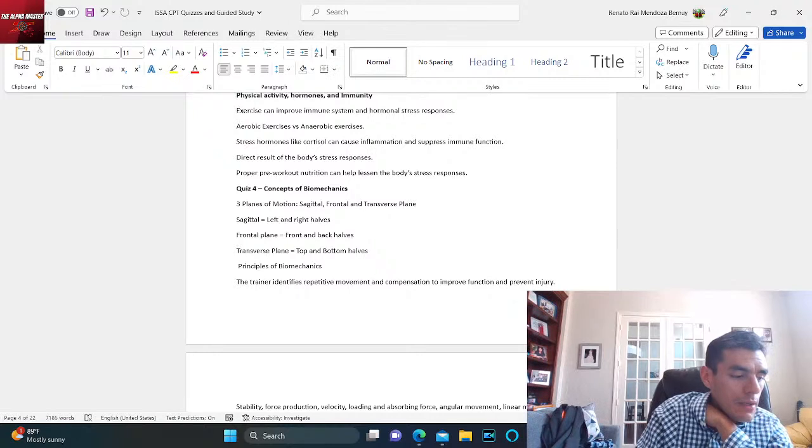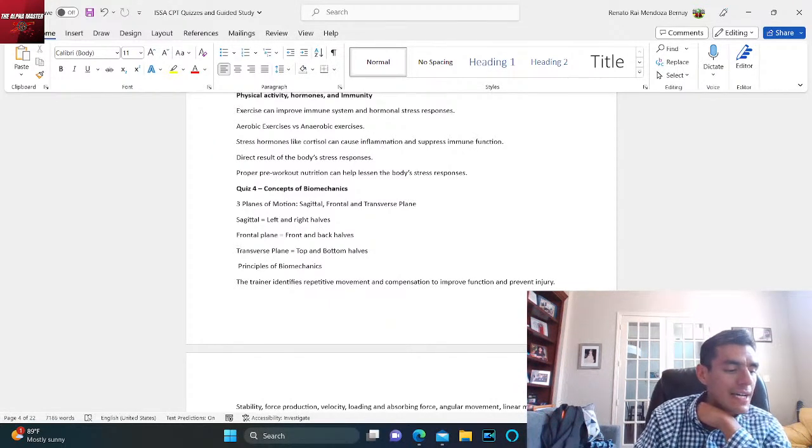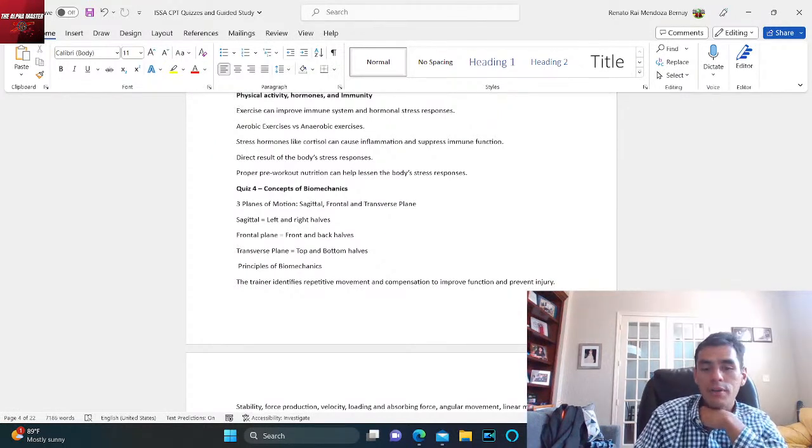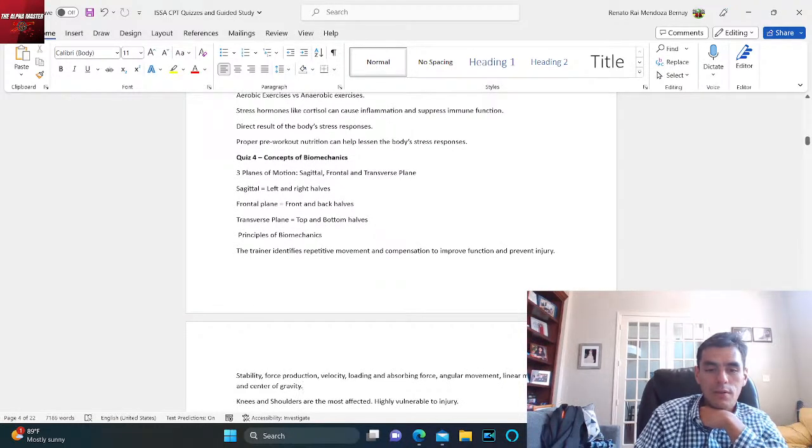Identify repetitive movements and compensations associated with everyday life and non-sports exercise to improve function and prevent injury. You have the principles of biomechanics for certified personal trainers. We should understand stability or balance, force production, velocity, loading and absorbing force, angular and linear movement, and the center of gravity.